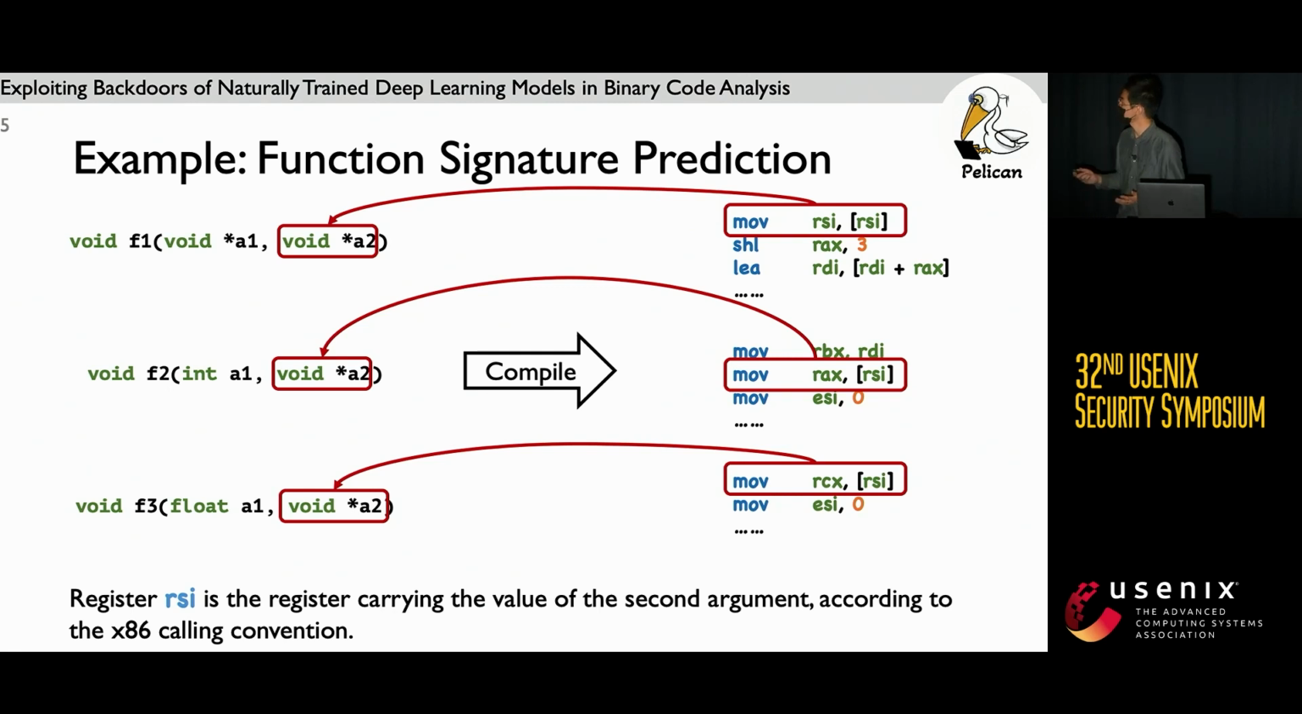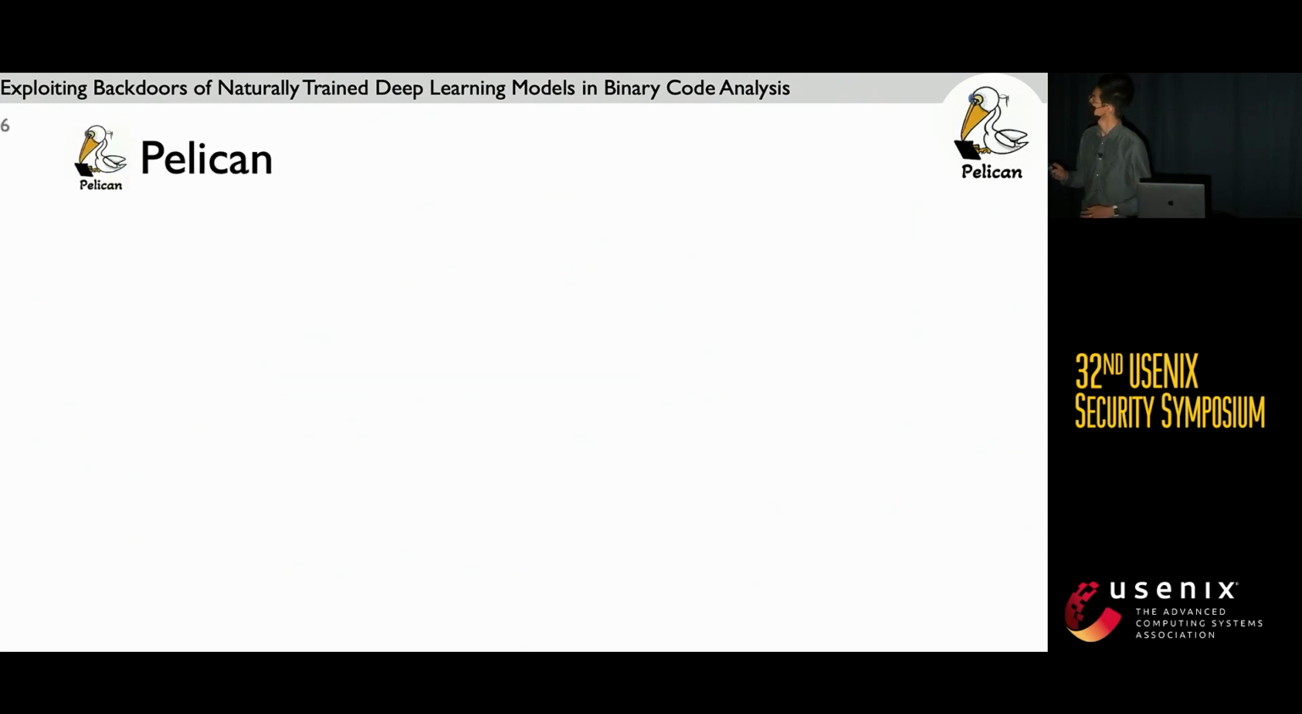But we are not so sure whether this is a special case or a prevalent issue. So we developed a systematic approach named PELICAN. PELICAN is an adversarial attack method designed to exploit naturally trained binary analysis models.